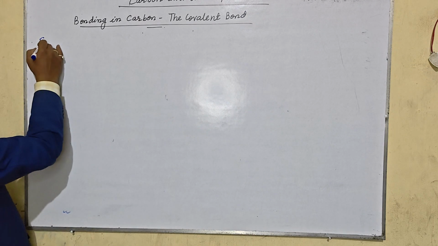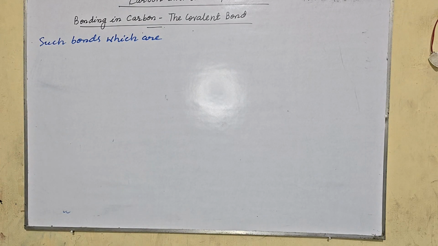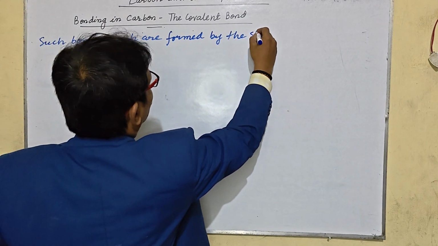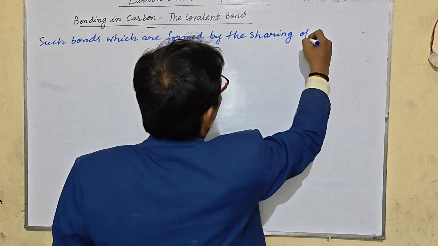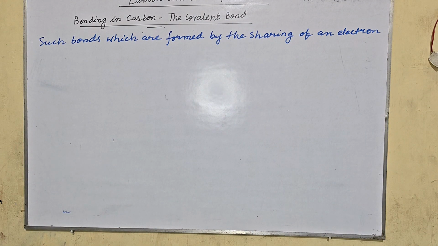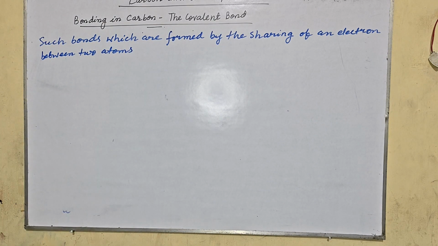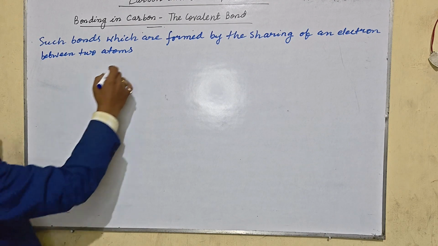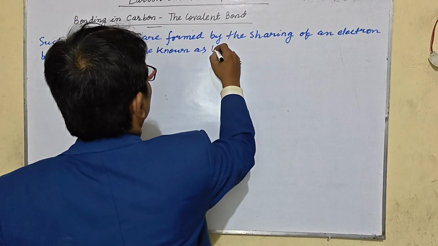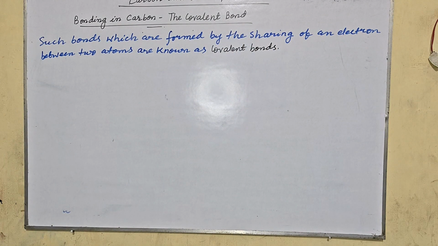Such bonds which are formed by the sharing of an electron between two atoms are known as covalent bonds.